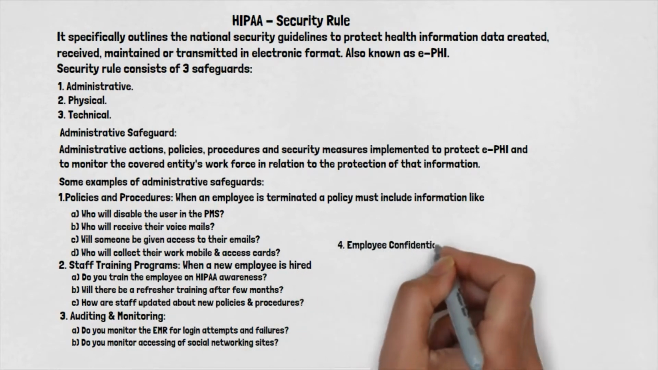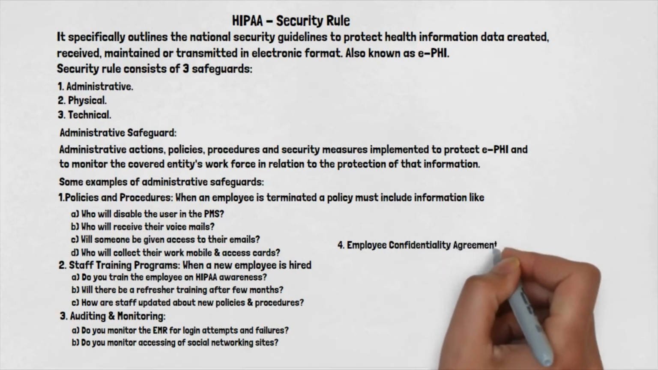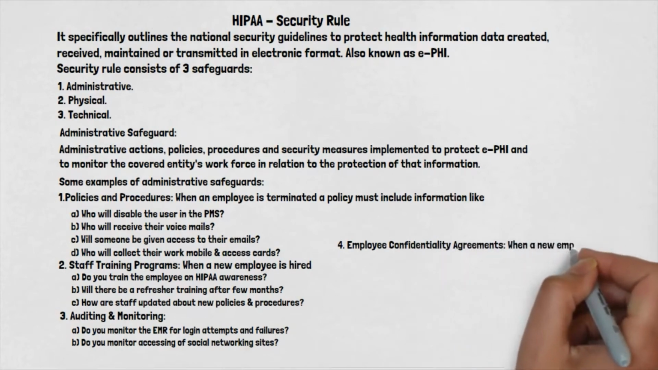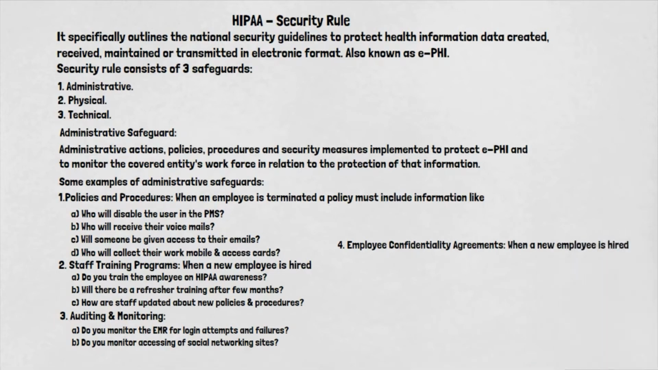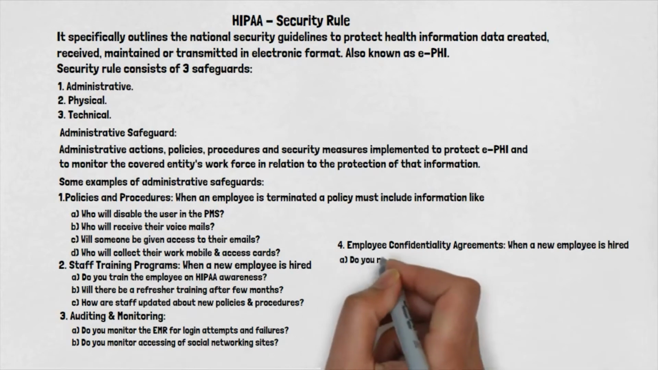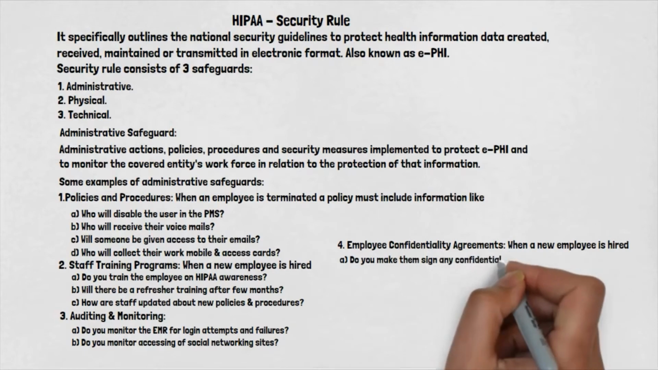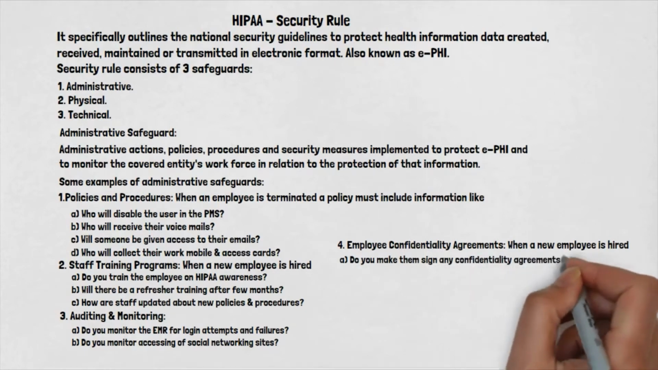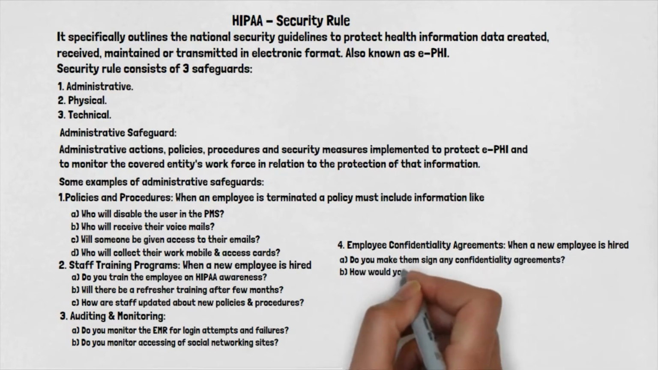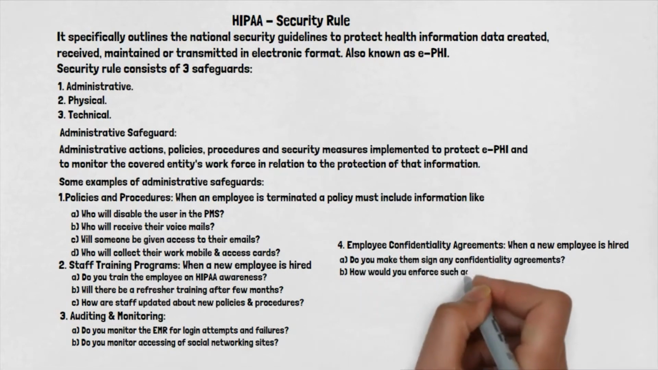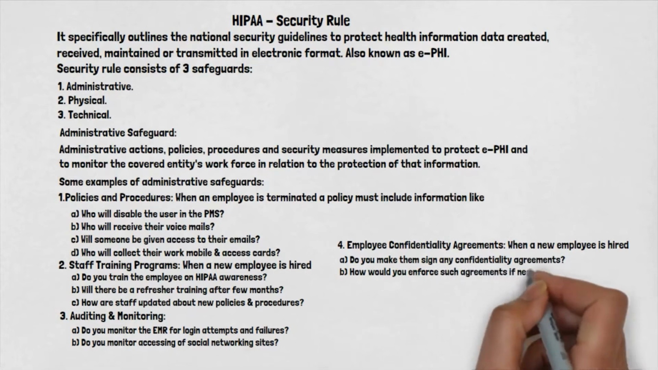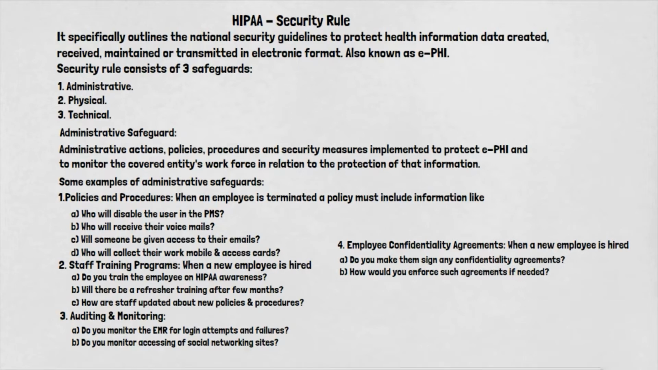And the fourth one is employee confidentiality agreement. When a new employee is hired, companies should make them sign a confidentiality agreement. Now this confidentiality agreement restricts the employee from disclosing any patient-related information to anyone outside of the office premises. And it states what measures the company will take as per the agreement if there is any breach in PHI.